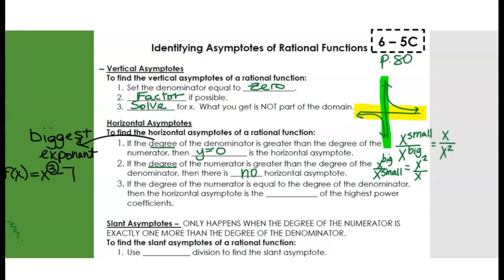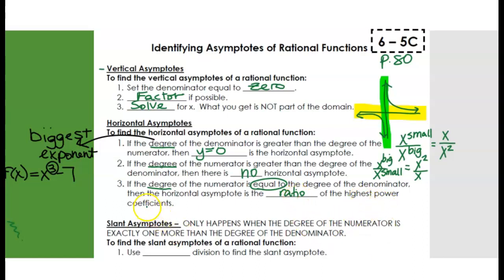And then finally, if the degree of the numerator is equal to the degree of the denominator, then you have a different situation. The horizontal asymptote is the ratio of the highest power coefficients. So let's break down that last piece of the sentence. Ratio is the root word of rational. What does rational mean? Fraction. So what does ratio mean? Fraction. Yeah. So it's the ratio or the fraction of the highest power coefficients.